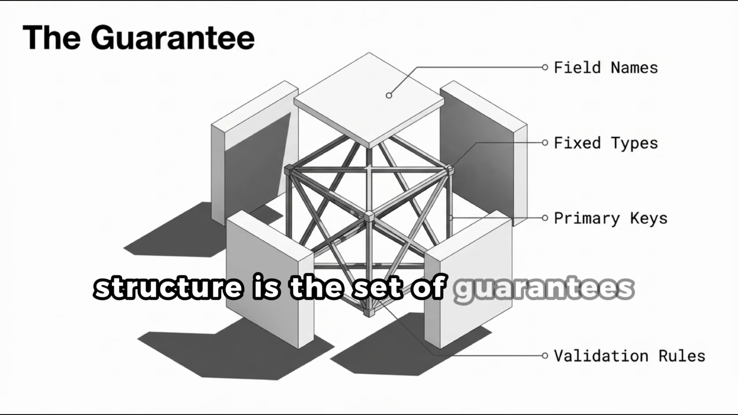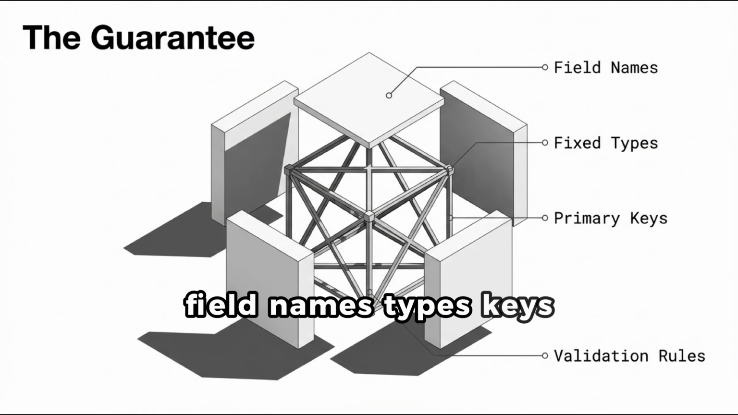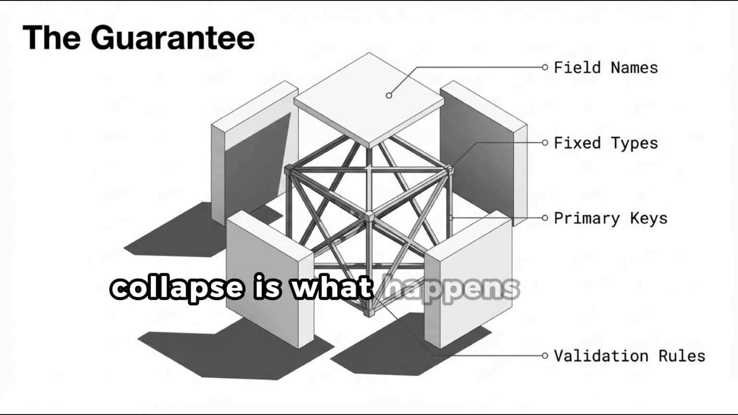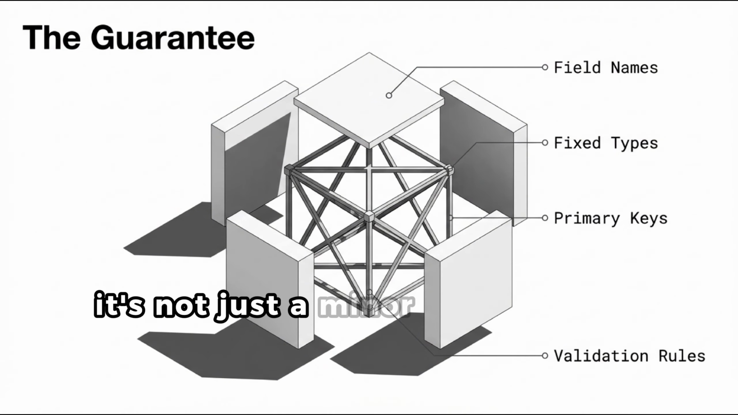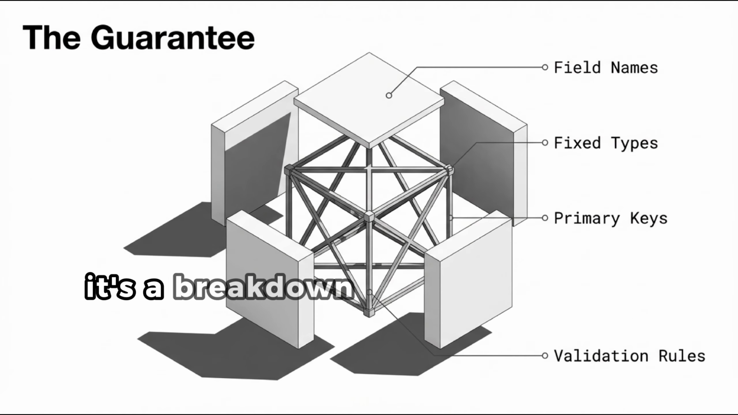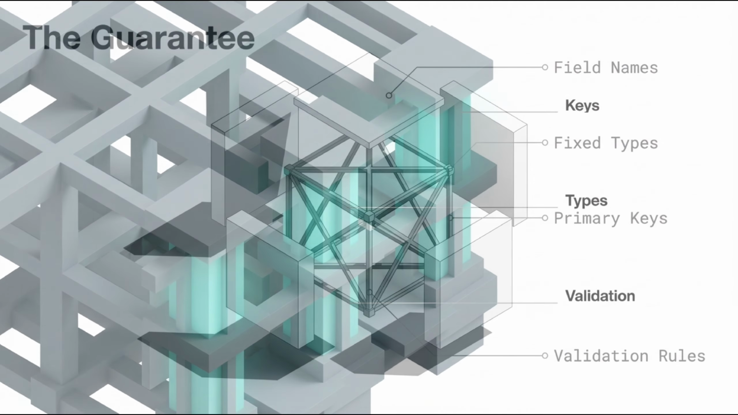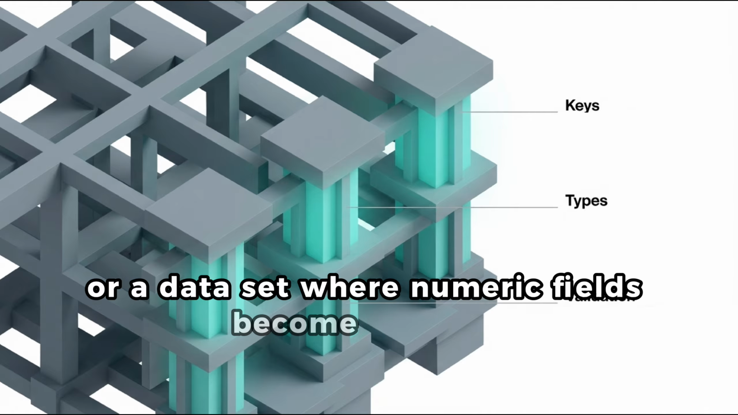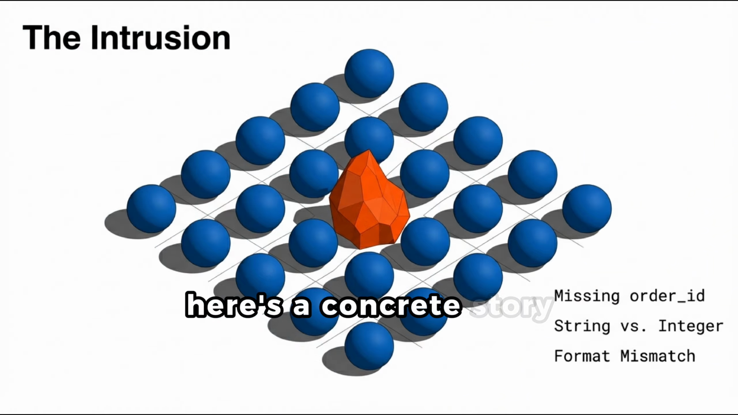Structure is the set of guarantees your data gives you: field names, types, keys, relationships, and validation rules. Collapse is what happens when those guarantees fail catastrophically. It's not just a minor inconsistency, it's a breakdown where data stops behaving like data you can reason about. Imagine relying on a table that suddenly loses its primary keys, or a dataset where numeric fields become free text. That's structural collapse. Here's a concrete story.